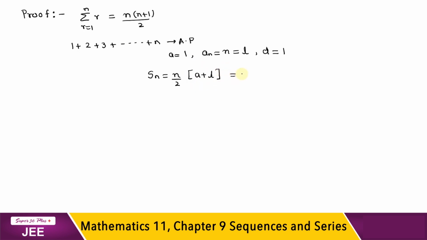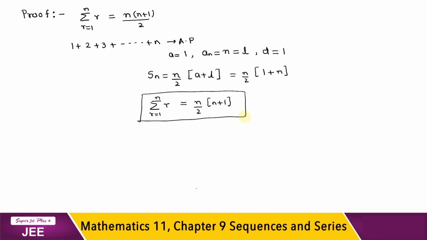So this becomes n by 2, and a is what? 1, and l is what? n. So simply this proves that n by 2 into (n plus 1) is the sum of the first n natural numbers. I hope that this was very simple from my side and even from your side in understanding that the sum of the first n natural numbers is given by n by 2 into (n plus 1), or n into (n plus 1) by 2. In either way you can memorize.